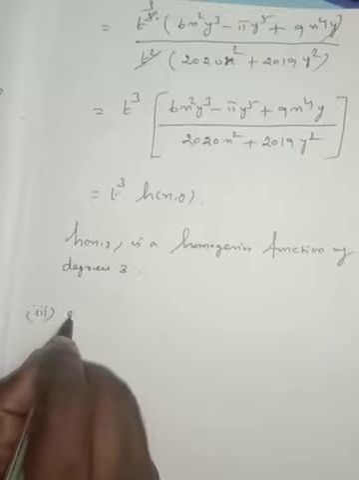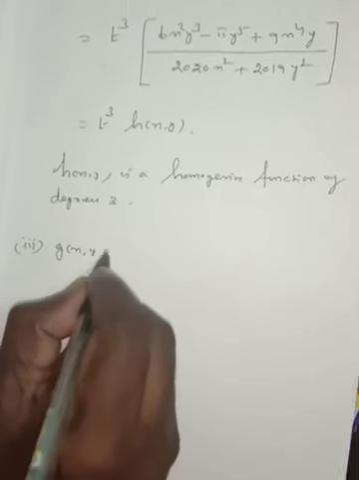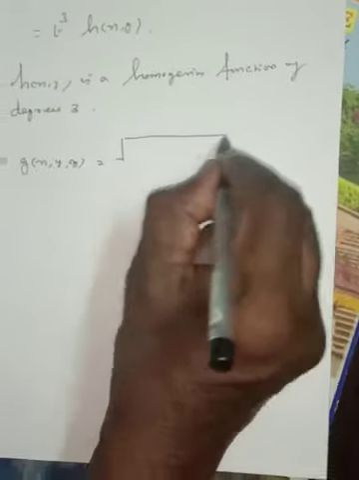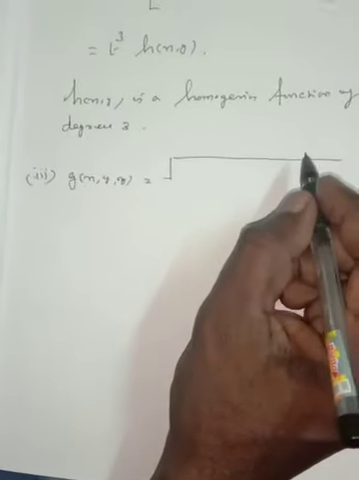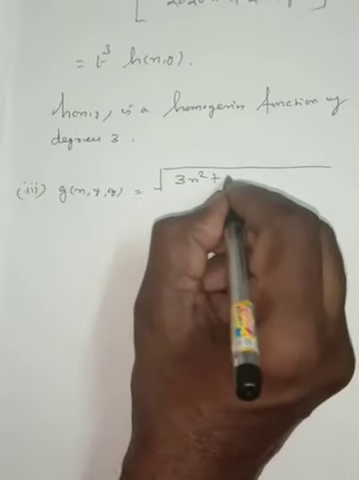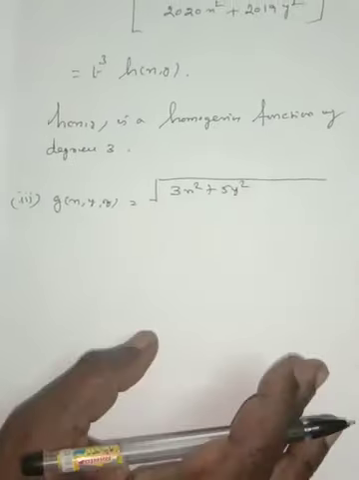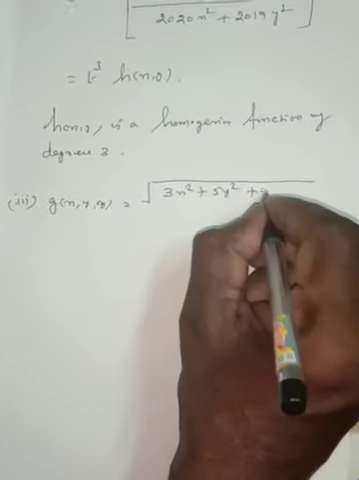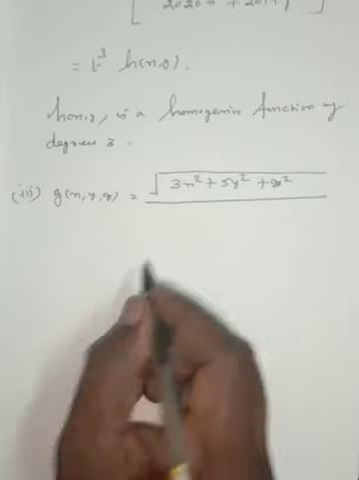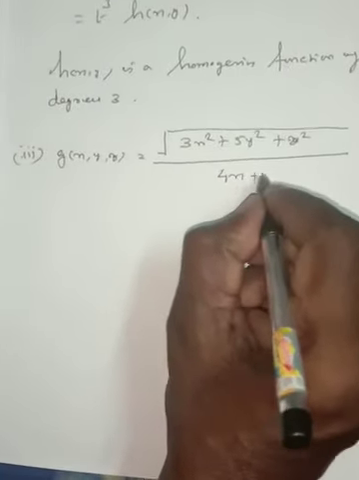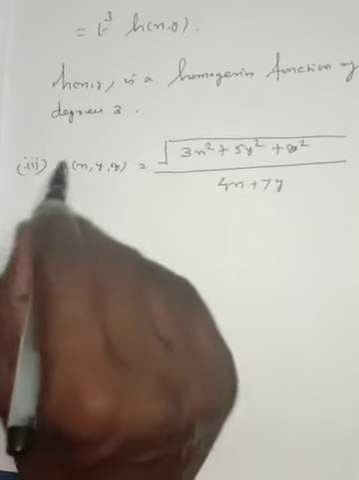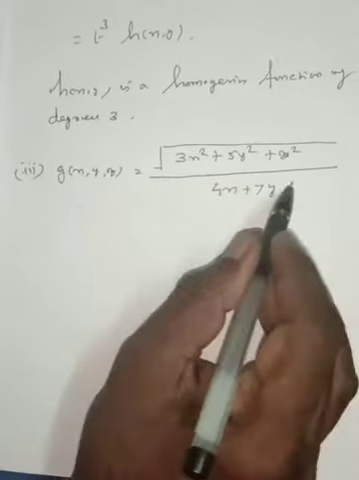G of x, y, z is equal to square root of 3x square plus 5y square plus z square, whole divided by 4x plus 7y. Find the relation between G and x, y, z.